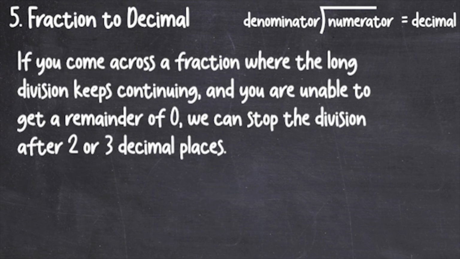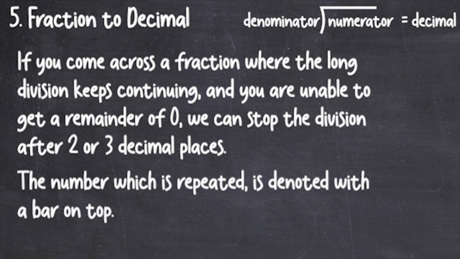If you come across a fraction where the long division keeps continuing and you are unable to get a remainder of 0, we can stop the division after 2 or 3 decimal places. The number which is repeating is denoted with a bar on top. We call this a repeating number.